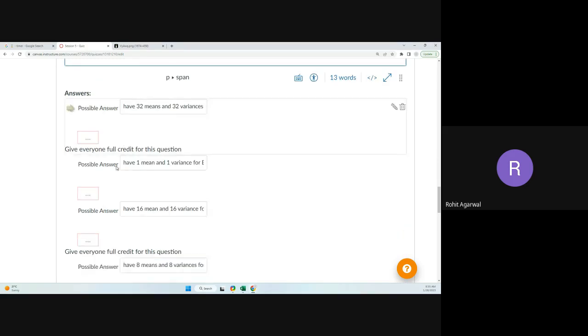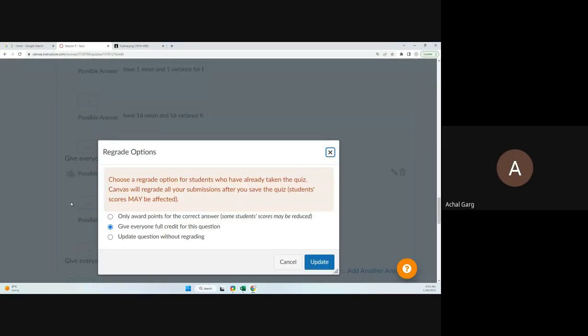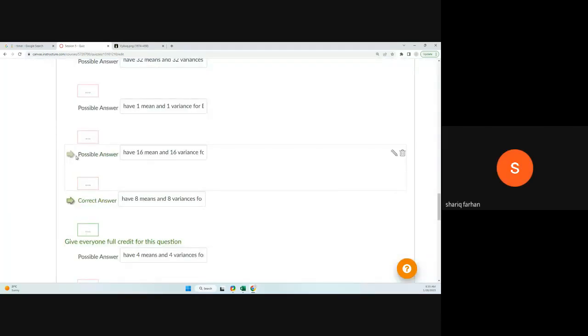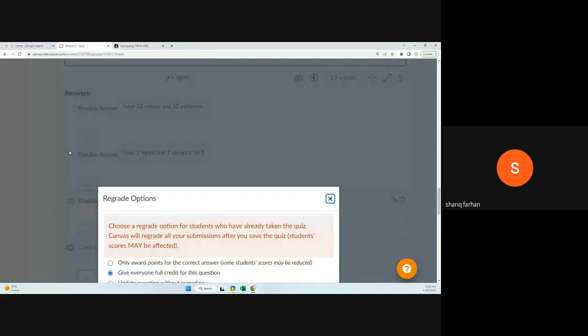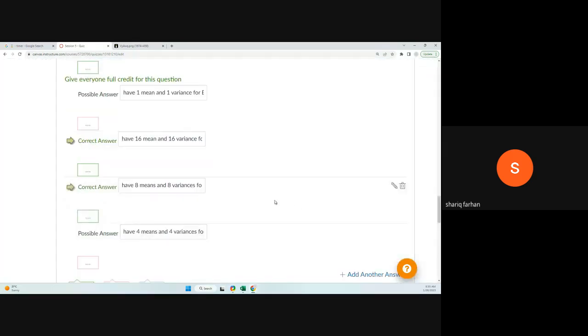Yes, correct. 8 means and 8 variances. 8 into 16 would be the answer. Correct. I think I didn't follow that. If we have 32 channels, wouldn't it be, if you divide it by 8, that would be 4 and 4, right?